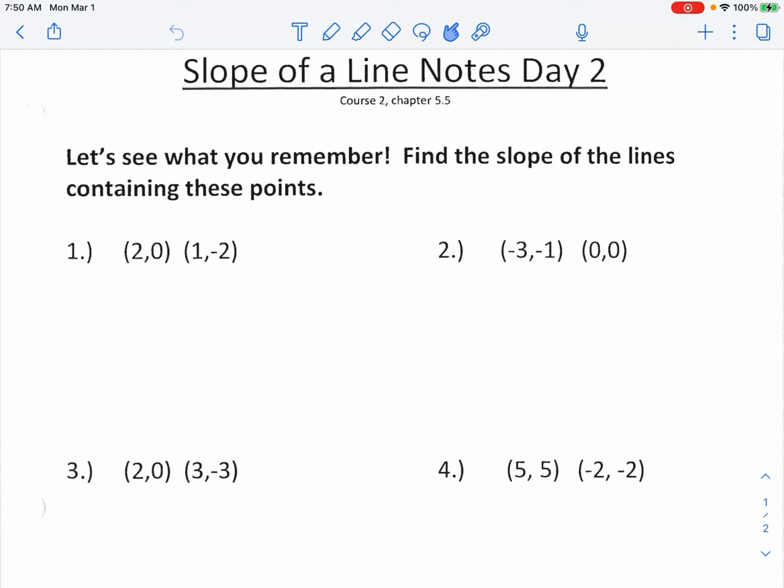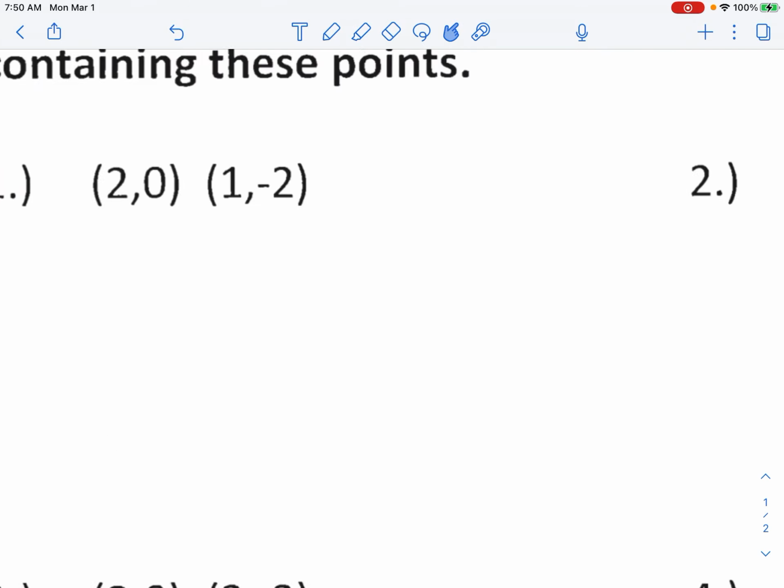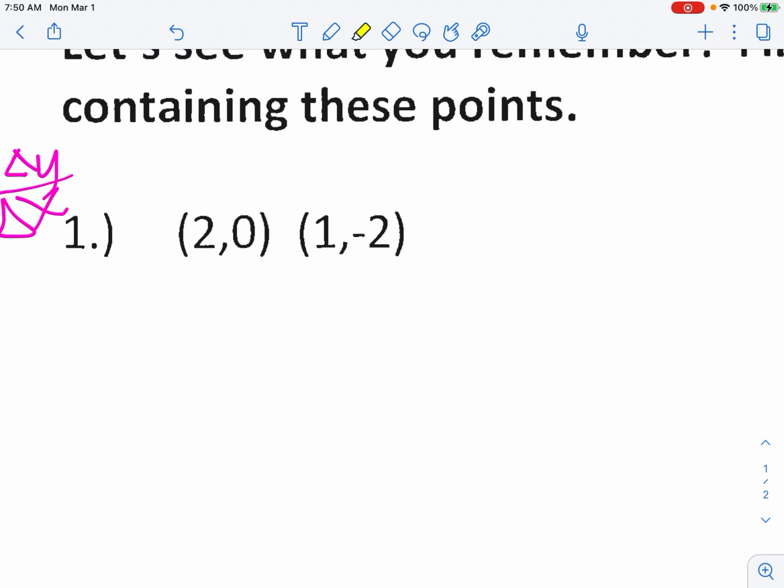First of all, we're going to go ahead and review everything we learned yesterday about how to find the slope of a line. So the formula is the change in y over the change in x. I'm going to go ahead and zoom in here a little bit.